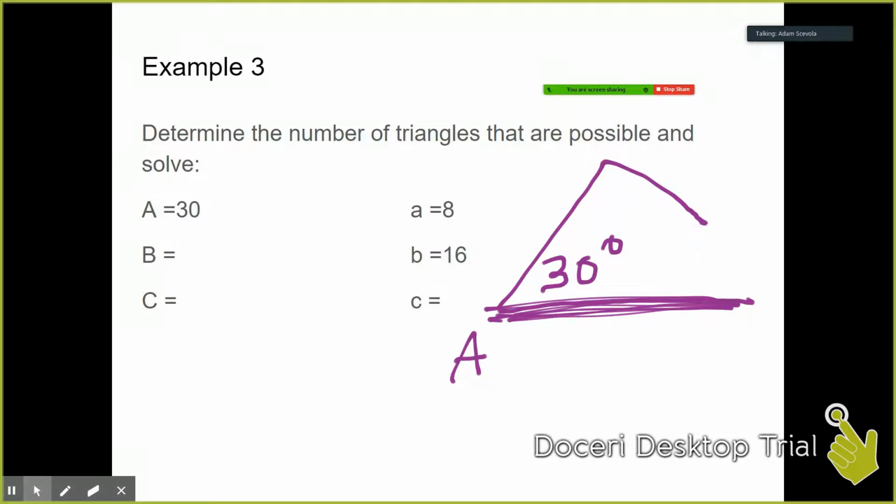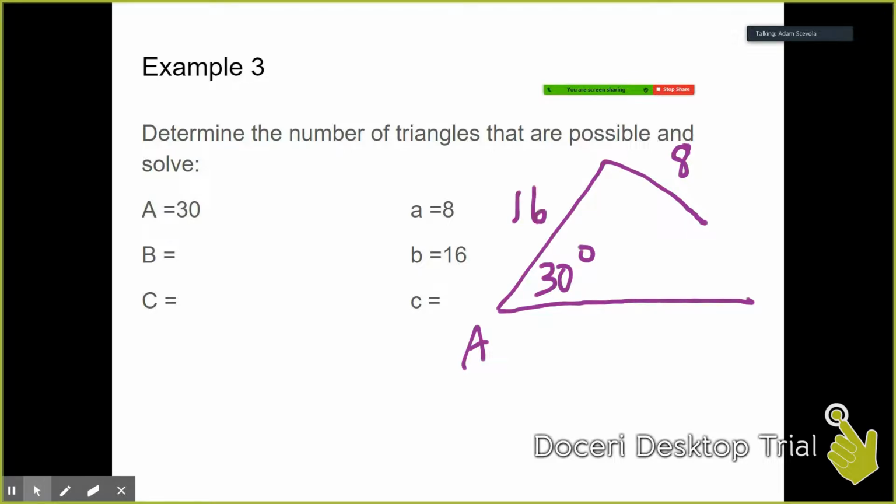So this angle here is 30. That's angle A. The side opposite A is 8, and the side adjacent to A is 16. So now we're given the scenario where it's an acute angle and the side opposite the given angle is less than the side adjacent.